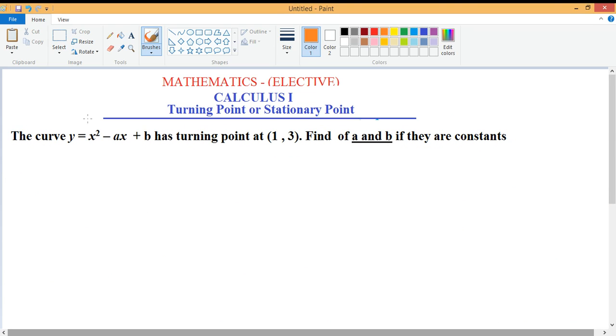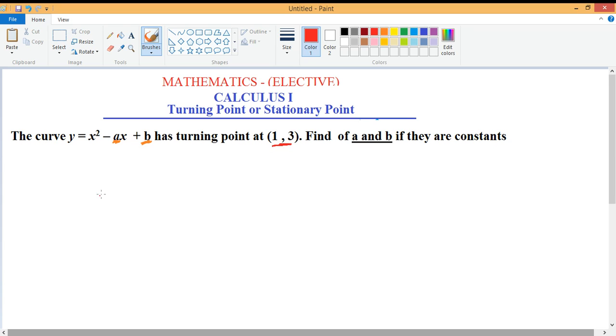Now, the curve y is equal to x squared minus ax plus b has turning point at (1, 3). So we see here they have given us the coordinates at the turning point. Gone are the days they'll give you the equation and ask you to find the coordinates at the turning point. But here, they are giving us the coordinates at the turning point, and they're asking us to find components of the equation. In x squared minus ax, a is a variable for us to determine, and b is also a variable for us to determine.